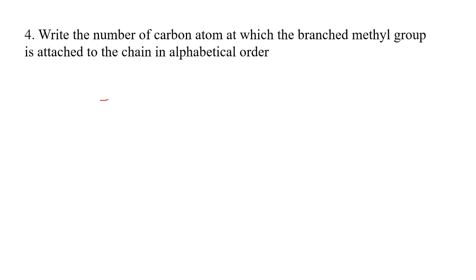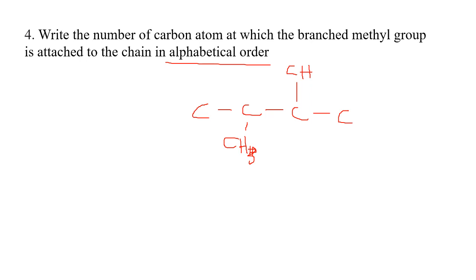We write the number of the carbon atom at which the branched methyl group is attached in alphabetical order. So let me just give an example. Let's say this is something like this. So let's say on this carbon we have a methyl group. Oh, sorry, it's actually 3. Then let's say to this carbon we have an ethyl group. So CH3, CH2. So this is an ethyl group. So let's say this is carbon number 1, carbon number 2, carbon number 3, and carbon number 4.